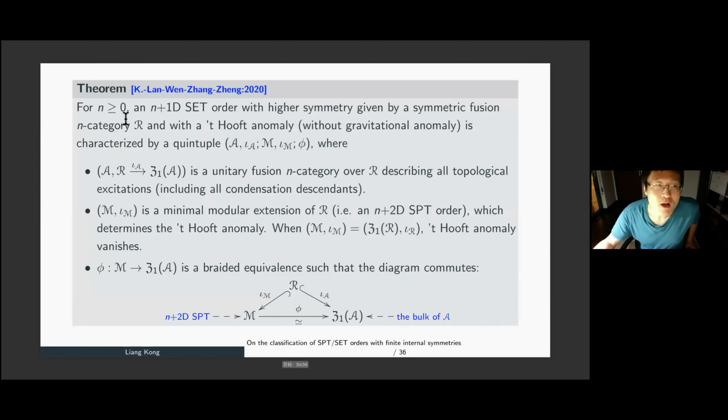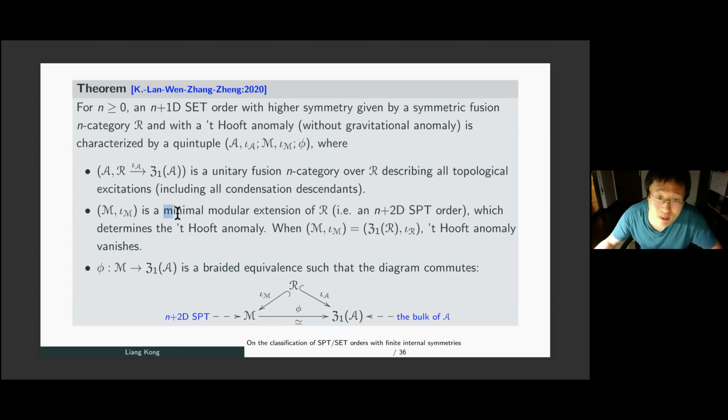Okay, so for n+1D SET order with a higher symmetry given by a symmetry fusion n-category R, and even with possibly a 't Hooft anomaly, you can characterize it by a quintuple. Here A is a unitary fusion n-category over R. R is the symmetry. Let me ignore the detail and just tell you what A is: A describes all the topological excitations inside the SET.